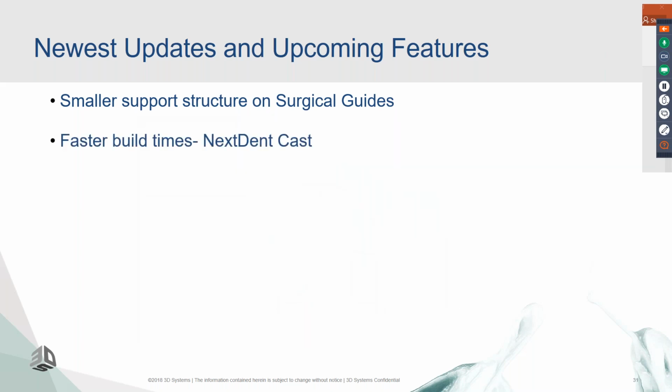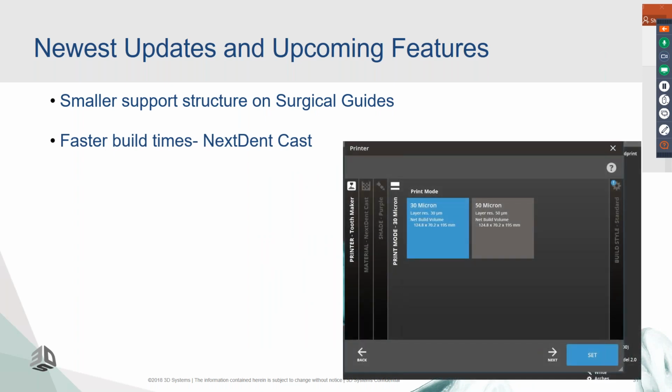We actually added a new build style for Nextdent Cast. You may have seen it, but you're worried about using it. We are able to maintain the same accuracy but increase the speed. So we went to 50 micron slicing, in addition to the 30. We did tons of trials and testing, and we're able to achieve that 30 micron accuracy with the 50 micron slicing. So you won't see a difference in the quality.